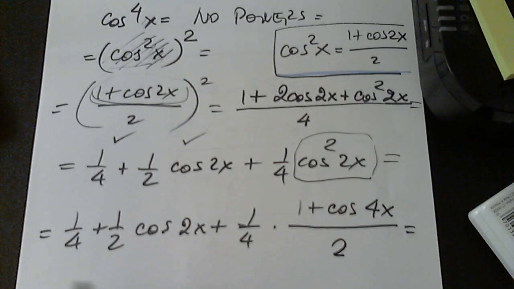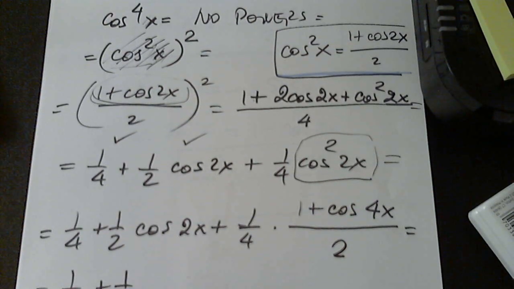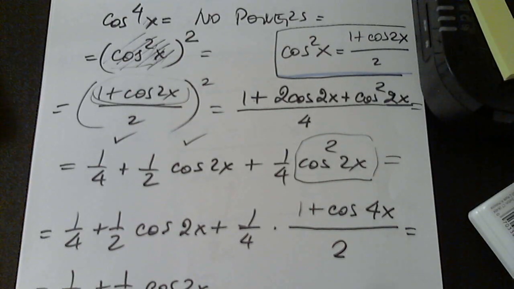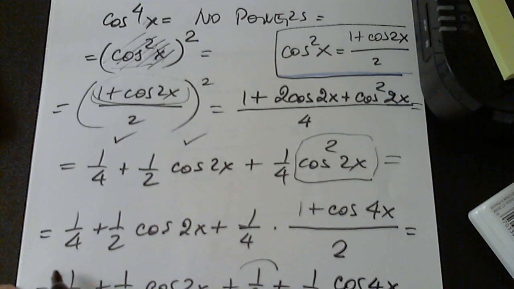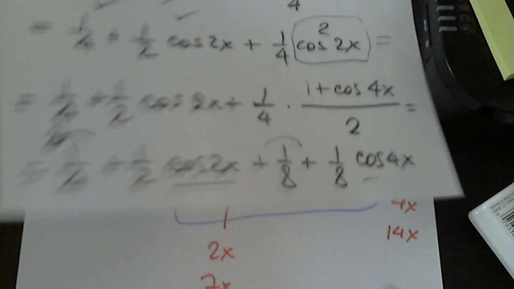This is it. So 1/4 plus 1/2 cosine 2x. 1/4 times 2 is 1/8. And now I split it again. Plus 1/8 plus 1/8 cosine 4x. And yes, I have to add these two. And it's done. You cannot combine this with this. They're different functions, different arguments. So 1/4 plus 1/8, I need a 2 here, so it's 3/8. And that's final.